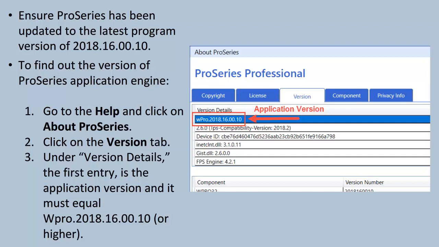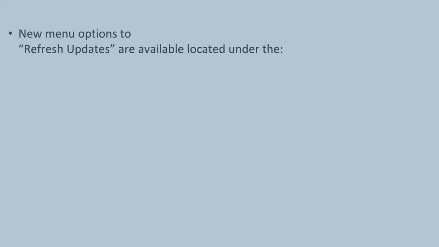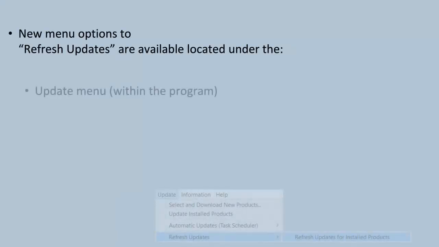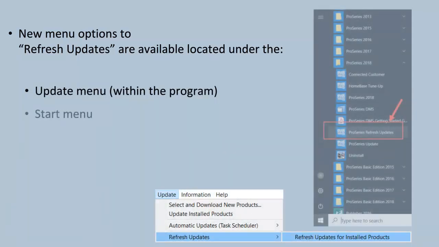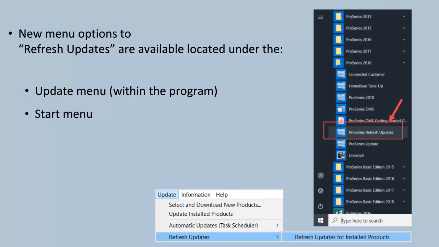On the About ProSeries screen, click on the Version tab. We recommend making a note of the program version to compare. If the version is not correct, then update ProSeries. You can pause this video and return to it after you have updated. After the latest updates are applied, ProSeries will include a new menu option that can be found in two locations, under the Update menu in ProSeries and under the Start menu. Once the menu button is clicked, the ProSeries updater will do the rest.